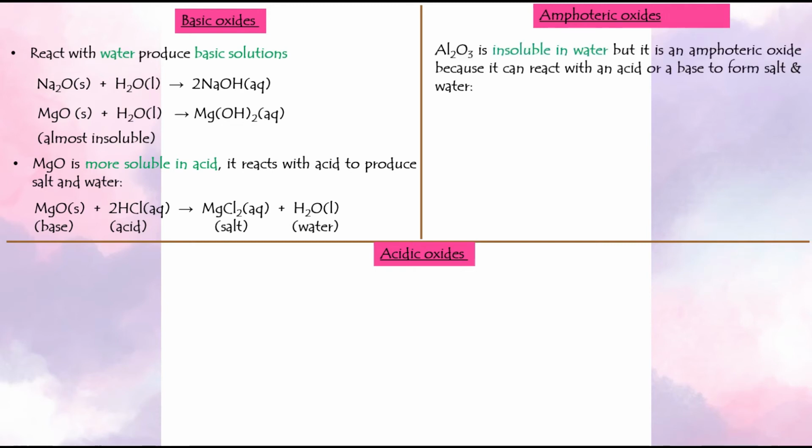For the amphoteric oxides, aluminium oxide is insoluble in water, but it is an amphoteric oxide because it can react with an acid or base to form salt and water.